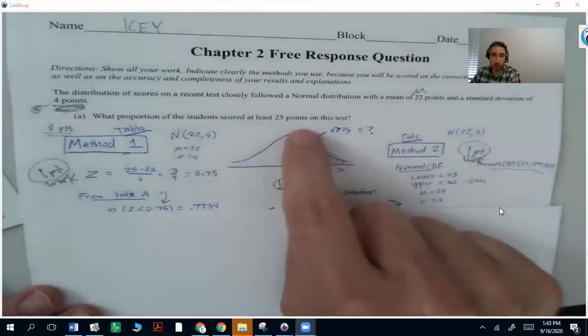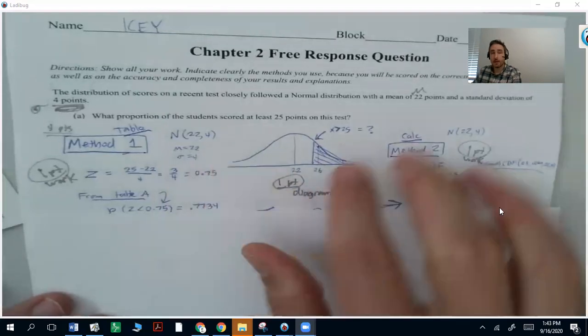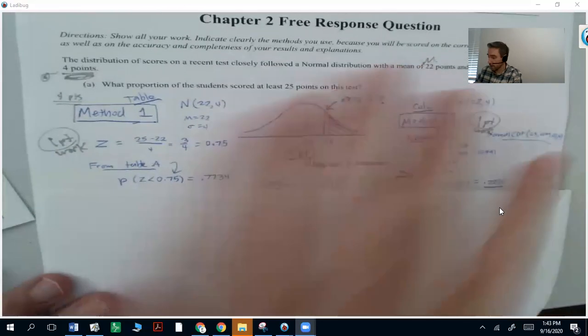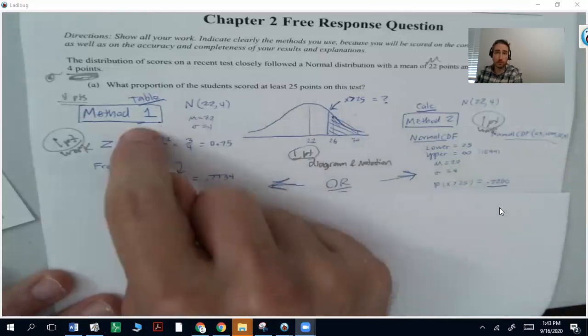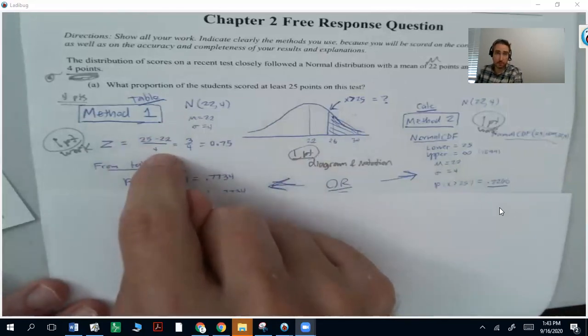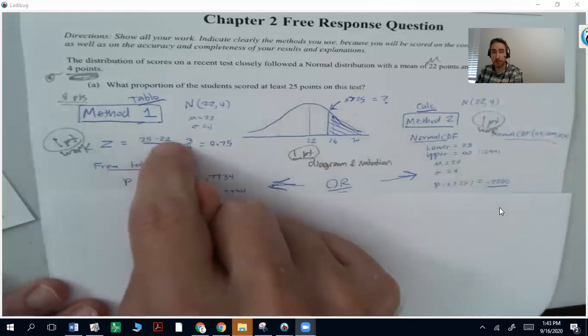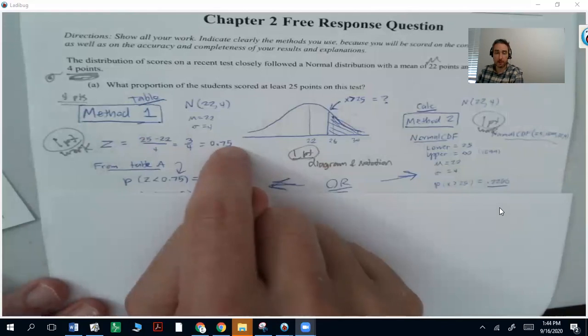You can just say normal 22, 4, or you can list that out. But then, if you're doing it using method 1, you'd have to get a z-score. So the z-score is always the value minus the mean divided by the standard deviation. So in this case, 25 minus 22 is 3, divided by the standard deviation is 3/4, 0.75.